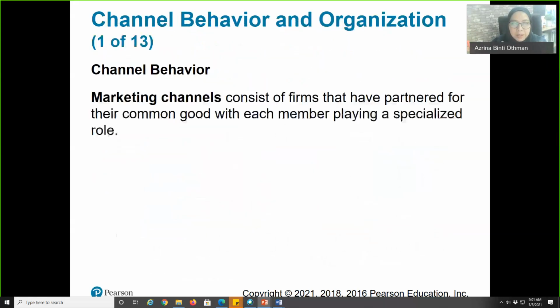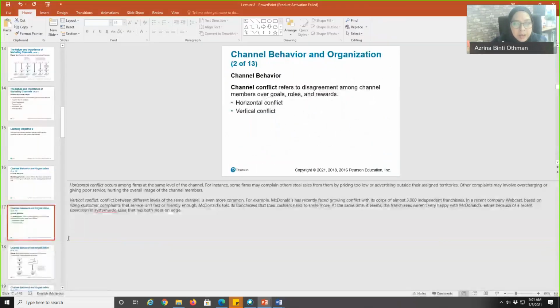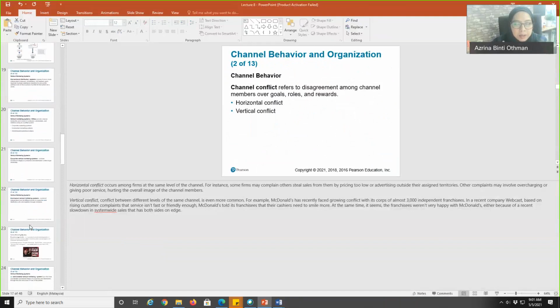Okay, how about vertical conflict? Vertical conflict pula. Conflict between different levels, so conflict between different levels of the same channel, is even more common. So ni lebih banyak yang berlaku compared to horizontal conflict.